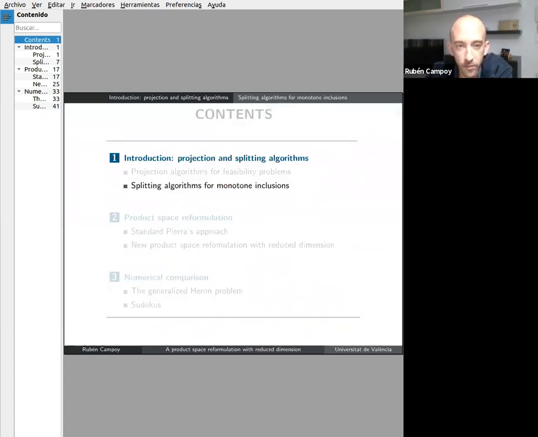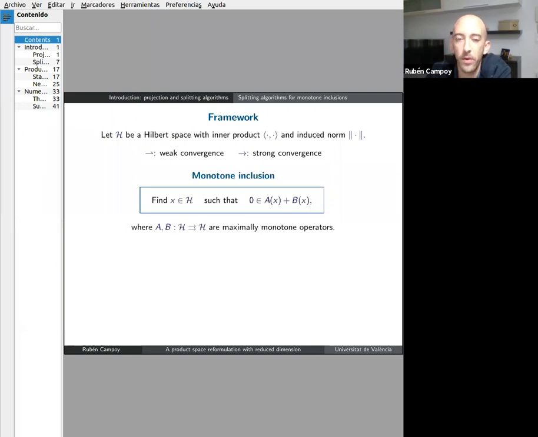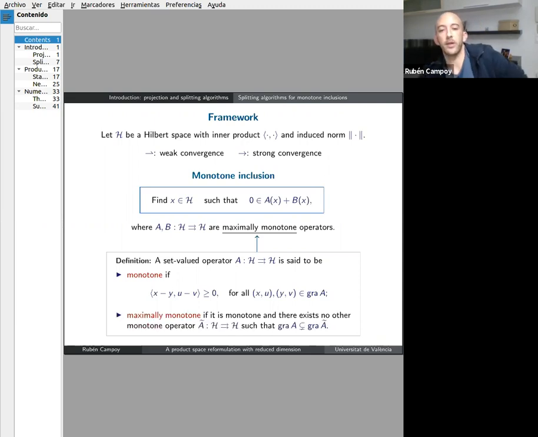Okay, so let's move to the context of splitting algorithms. The framework is exactly the same, but now we want to find a zero in the sum of two maximally monotone operators, where a monotone operator is a mapping satisfying this inequality for every pair of points in the graph. And maximality means that we cannot extend the graph of this operator by the graph of another monotone operator. So maximality in terms of inclusion of the graph.